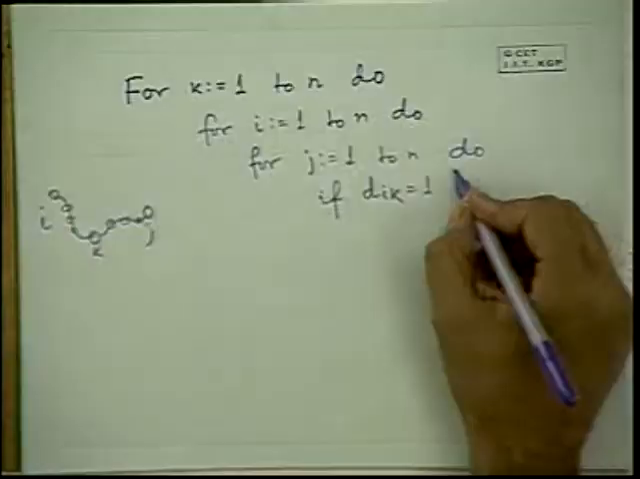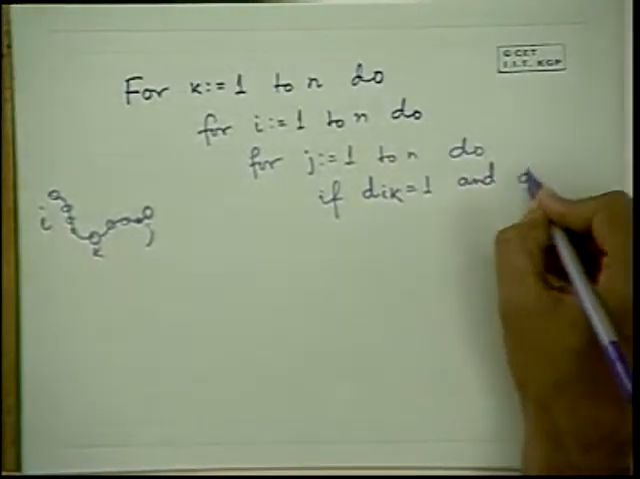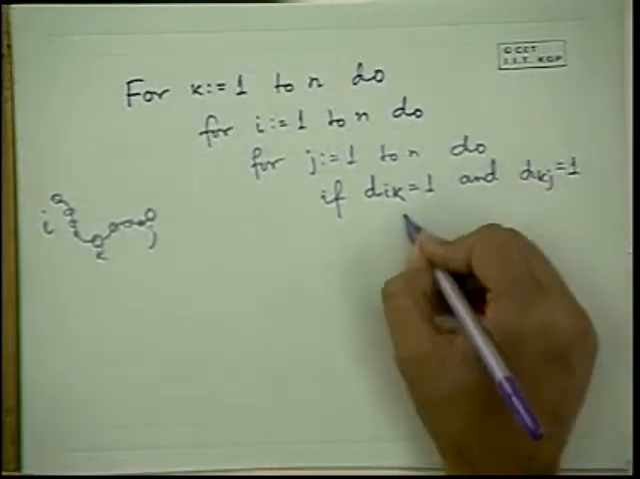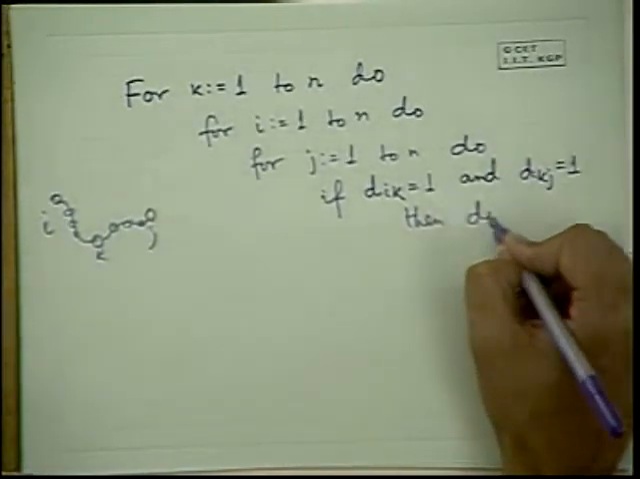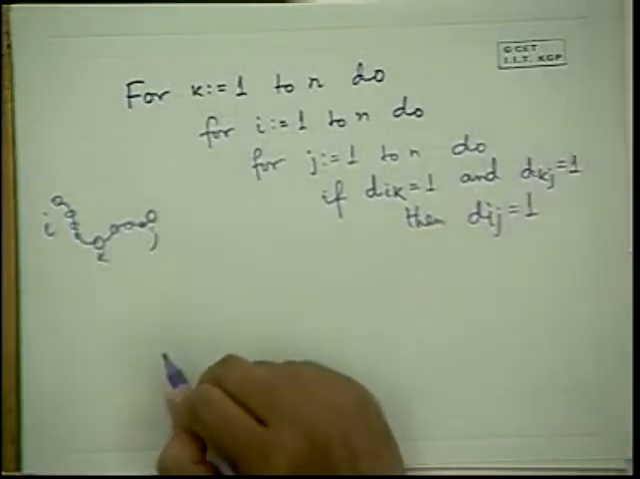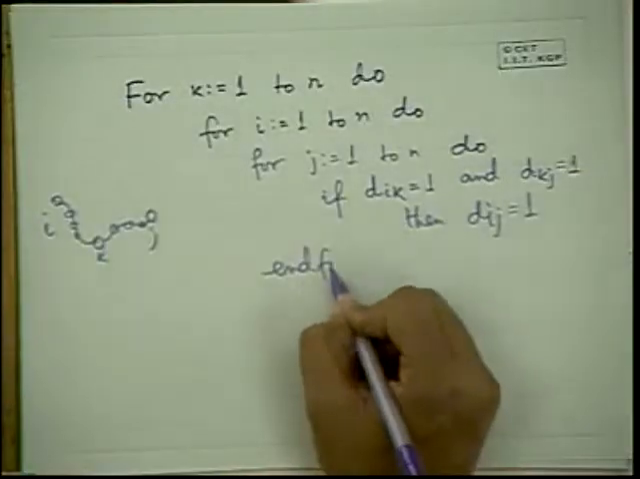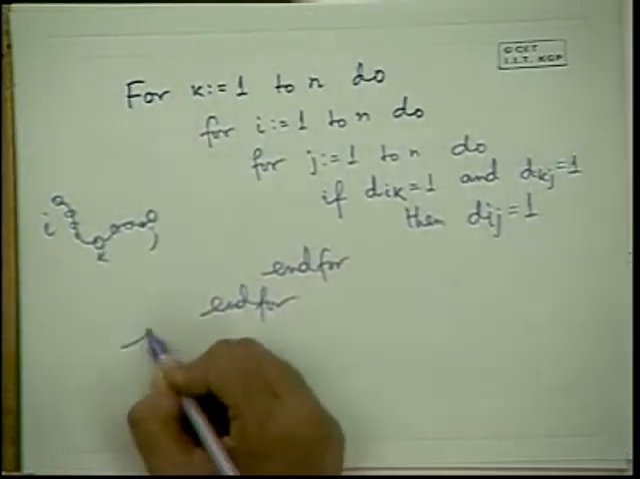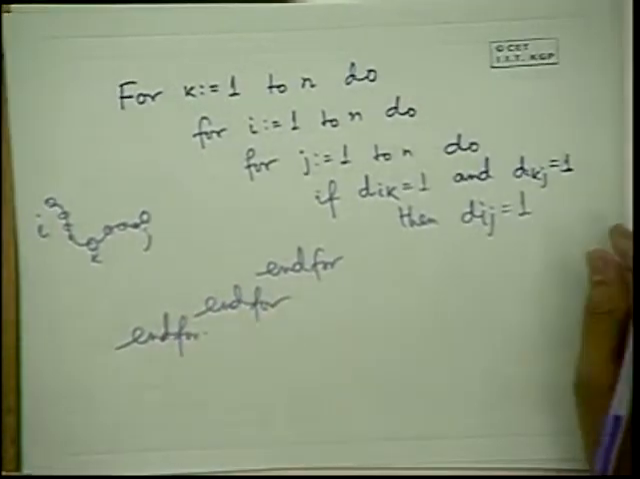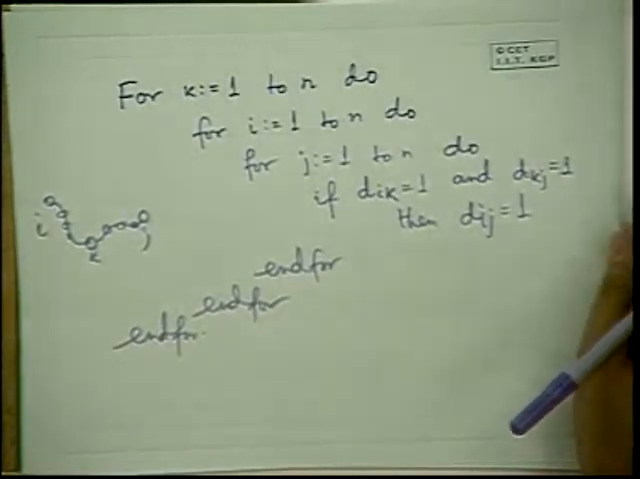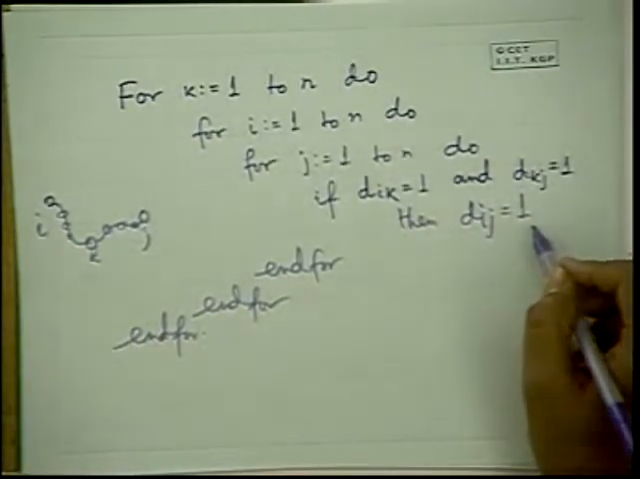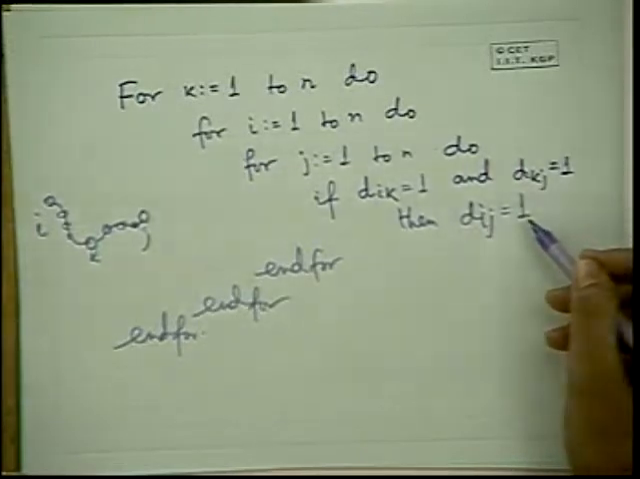So if d_ik is equal to 1 and d_kj is equal to 1, then d_ij is equal to 1. So at the kth iteration, there is a path between i and j whose vertices have indices less than or equal to k. And that's the algorithm. It's so short, so simple, only 3 loops, and only one statement within the loop to compute the transitive closure of a graph.